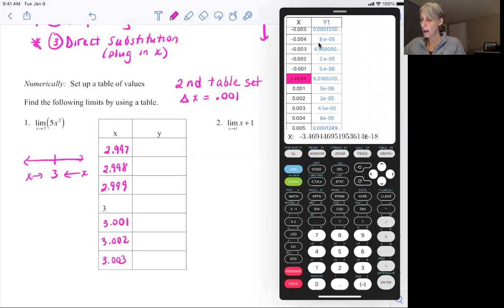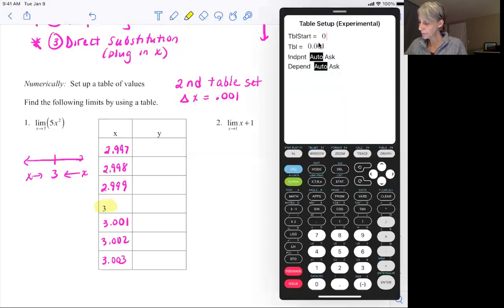Now, if I look at my x values on my table, the number I'm looking for here, I want to have my numbers close to 3. So when I usually begin a problem, I go right up to the top and I put the number in that I'm getting close to.